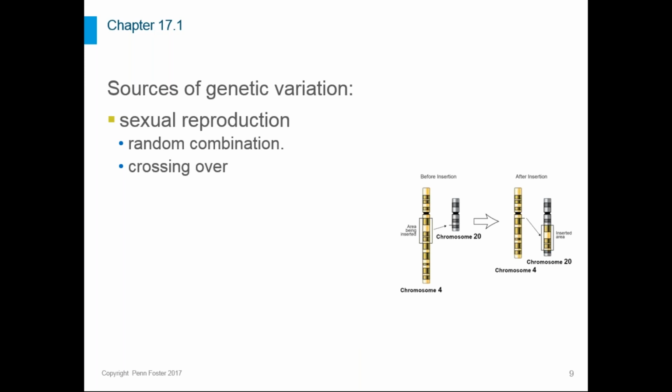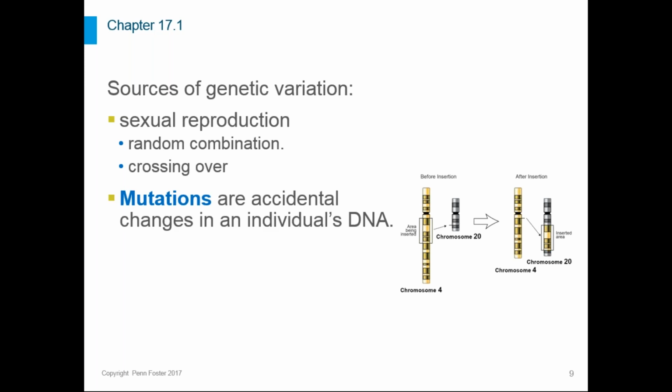Okay. Mutations is another source of genetic variation. Mutations are accidental changes in an individual's DNA. That individual will have unique DNA, and sometimes this makes a change in the phenotype.